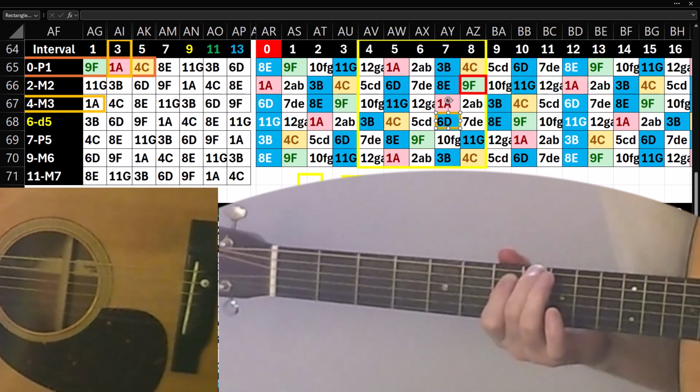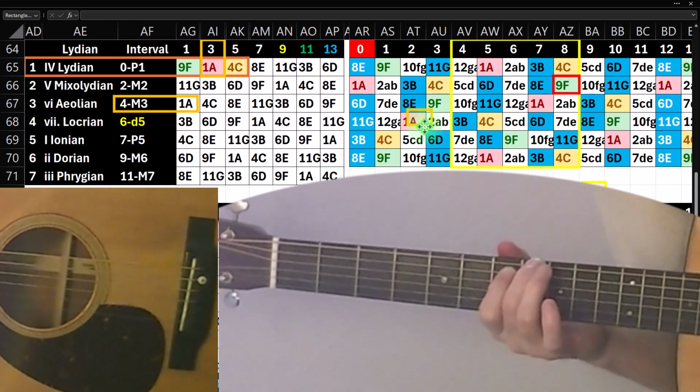Let's go to the next one. 1, 2, 3, 4, 5. This one's going to be the one that's kind of even on both sides.